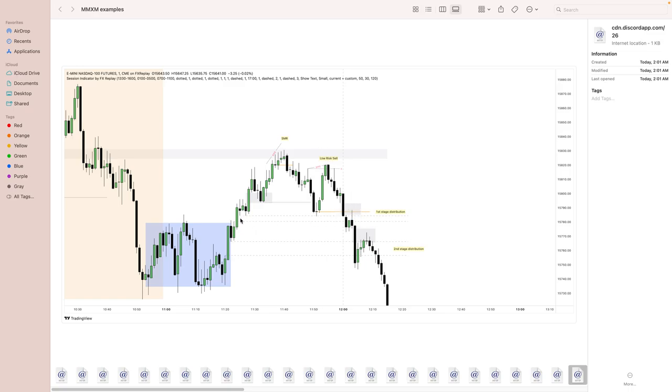All right, drag out these fair value gaps on the sell side. See how they overlap with each other with all these P areas? And this is your second stage distribution.